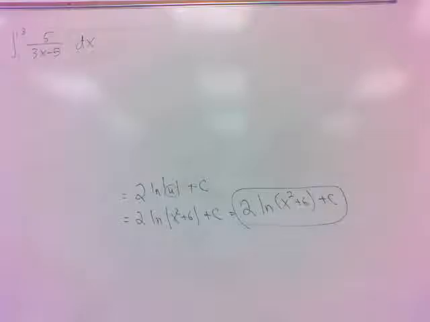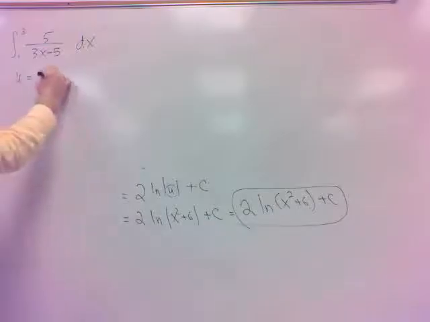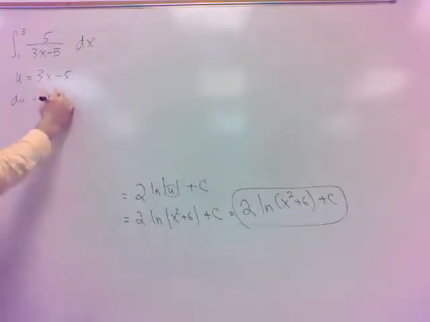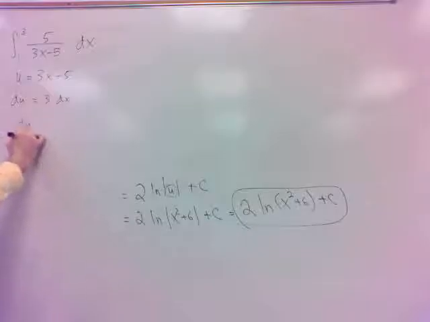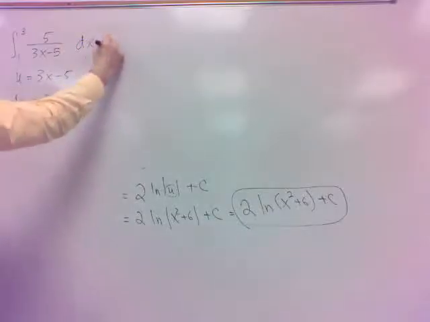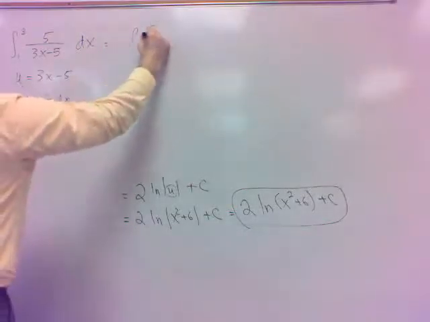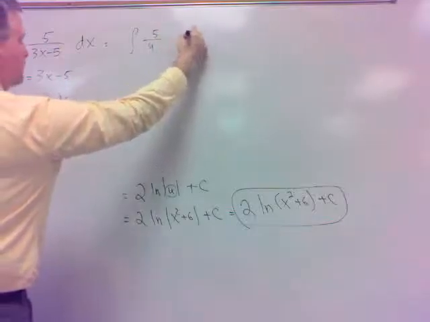Well, it's not a direct integral by any means, but guess what I can use? U-substitution. Do a little u-substitution here. What do you think u would want to be? 3x minus 5. U is 3x minus 5, so du is 3 dx, so du over 3 is my dx. And so that's going to work out to be the integral of 5 over u du over 3.